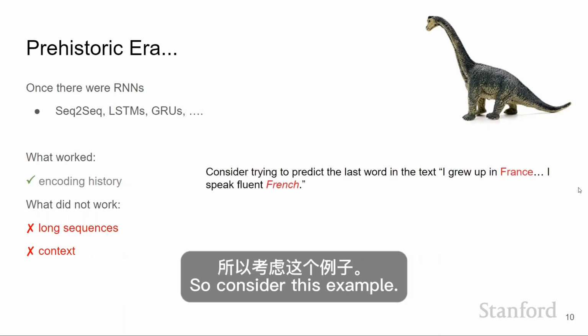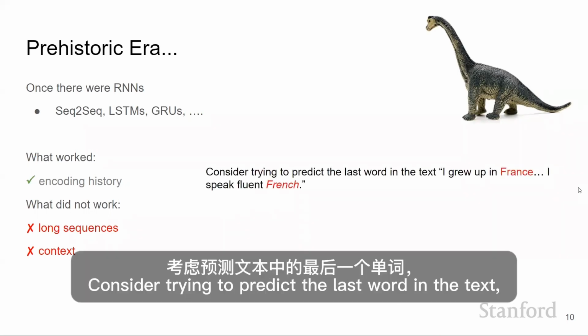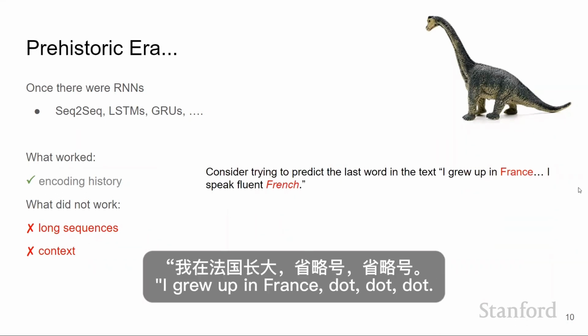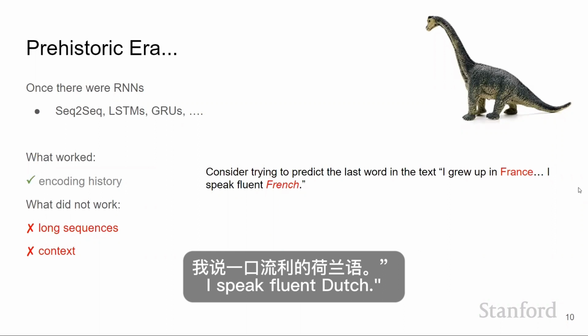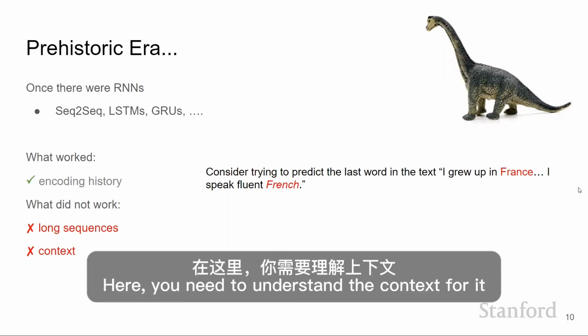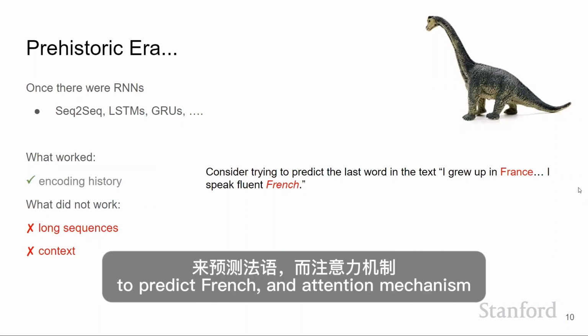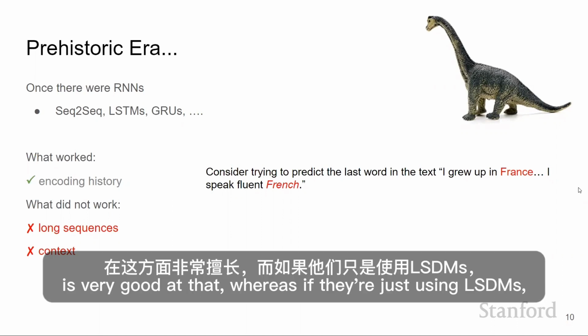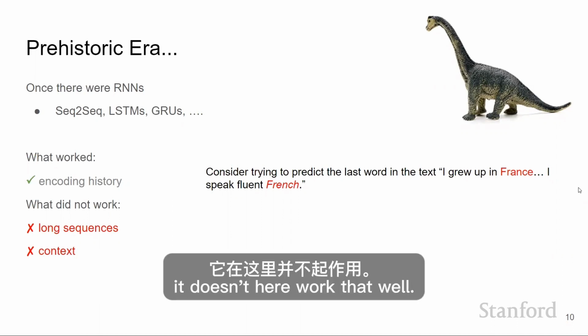So consider this example. Consider trying to predict the last word in the text, "I grew up in France, ... I speak fluent ___." Here, you need to understand the context for it to predict French, and the attention mechanism is very good at that. Whereas if you're just using LSTMs, it doesn't work that well.